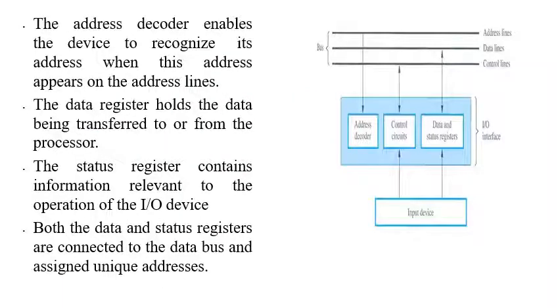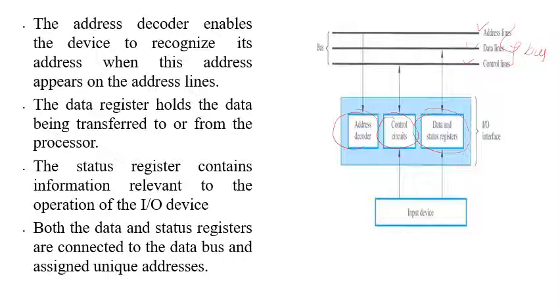The figure in this slide shows the hardware arrangements that are required to perform the IO operations. Here we have the address decoder, the control circuits, the data and status registers, and this is the IO interface. We have address lines, data lines, and control lines. This entire thing is grouped together to form a bus arrangement. Next is the input device.